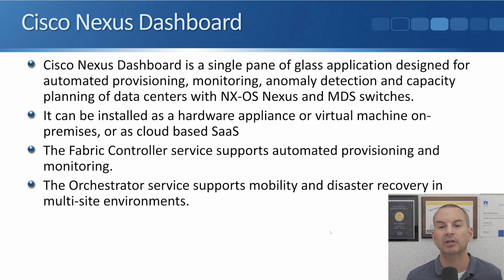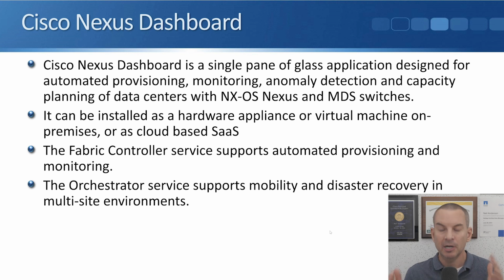It can be installed as a hardware appliance or a virtual machine on premises, or as a cloud-based software as a service. And there's different services inside the Nexus dashboard. The first one is the Fabric Controller service. That supports automated provisioning and monitoring. Next one is the Orchestrator service. That supports mobility and disaster recovery in multi-site environments.